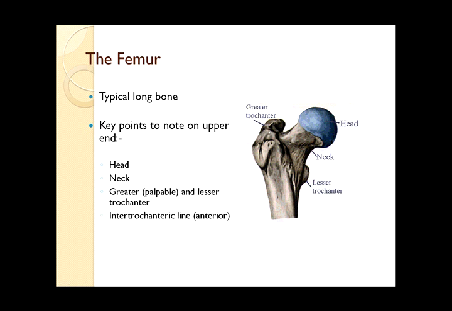Spanning between the greater and lesser trochanter, we have two lines, two ridges. Anteriorly, we have a line called the intertrochanteric line, the line between the two trochanters. Posteriorly, we have another line which is more like a crest, which is known as the intertrochanteric crest. And again, these are for the attachment of the hip joint capsule and for ligaments.